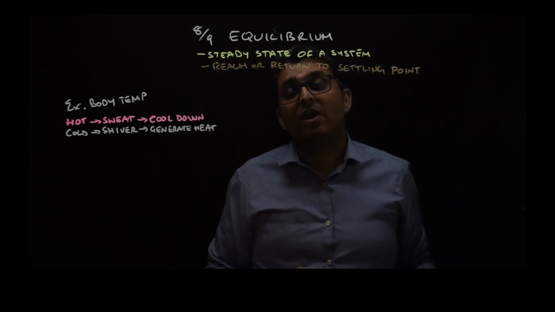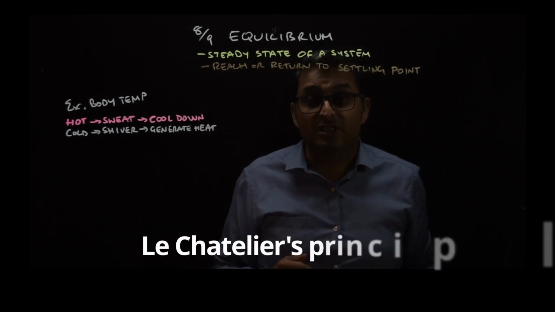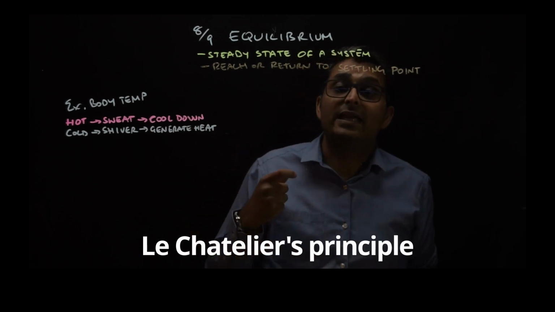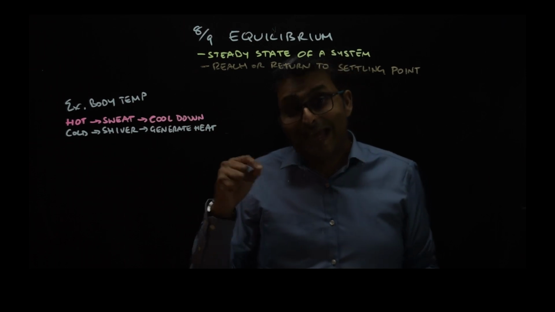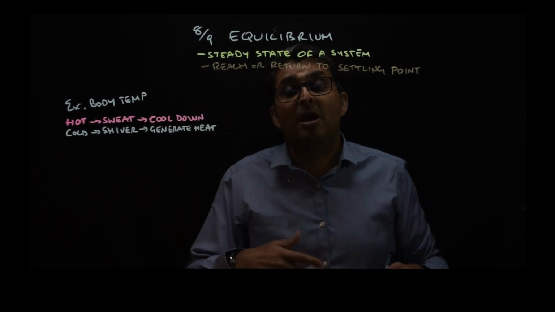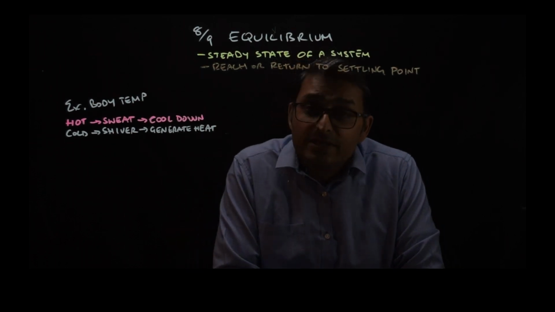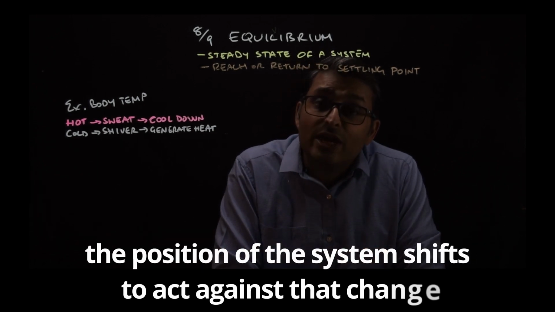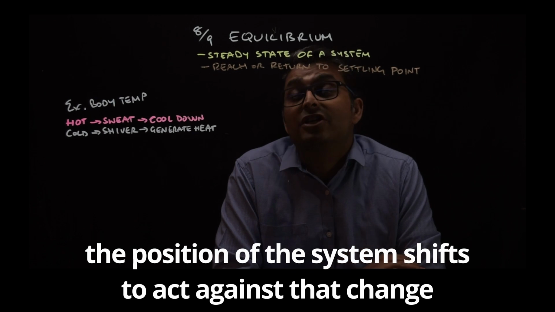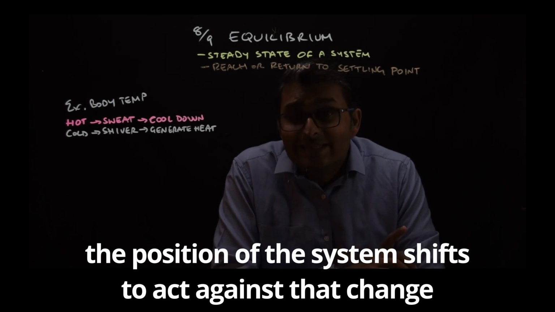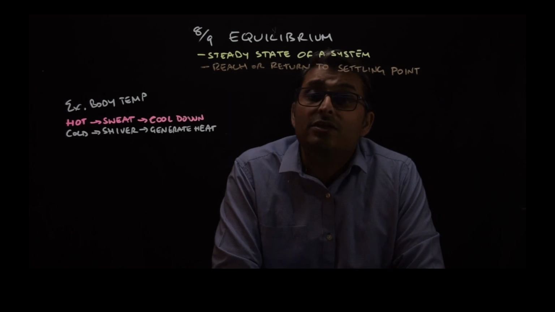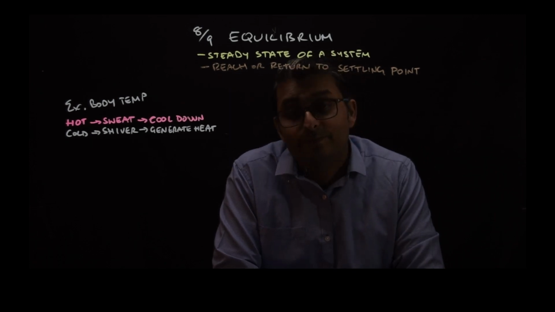What I'm describing is in fact Le Chatelier's principle in a nutshell, which in simple terms states that if a system which is at equilibrium is disturbed by a change of some kind, the position of the system shifts to act against that change to re-establish the equilibrium. And systems definitely do this. They self-regulate to maintain a state of equilibrium.